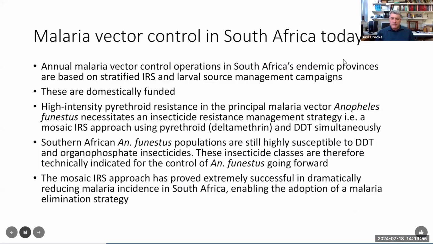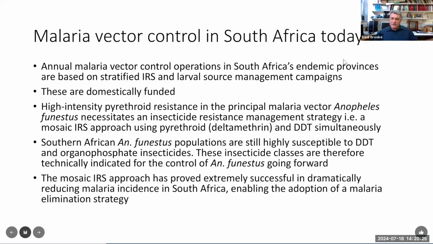So this is where we are today. We have what we call stratified IRS. Each endemic province stratifies where they're going to do IRS depending on the level of risk. They'll do blanket spraying in some areas, more targeted spraying in other areas where there is either extremely low incidence or no incidence. They will do reactive spraying in response to the local case. That's what we mean by stratified.